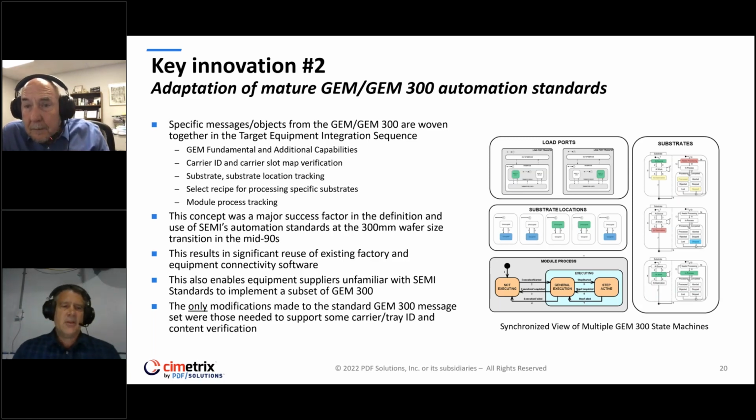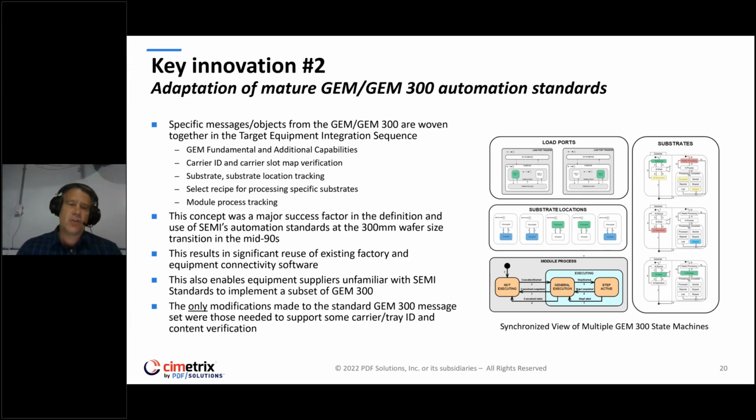Thanks, Alan. So a second key innovation is how the backend TOS has adapted the GEM and GEM 300 automation standards. And we all know that in the front end of semiconductor manufacturing, they adopted these standards long ago, and it was a major role in their success in automating the factories. And in this backend TOS, it not only requires GEM and GEM 300 and lists which standards to implement, but it shows exactly how to adapt them.